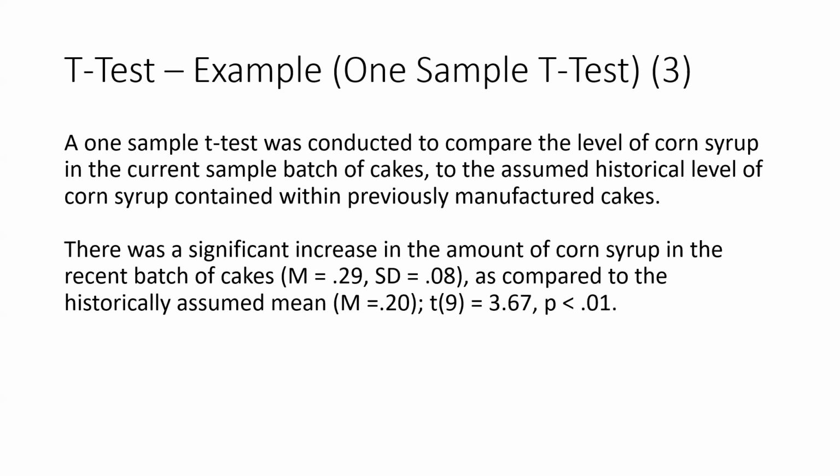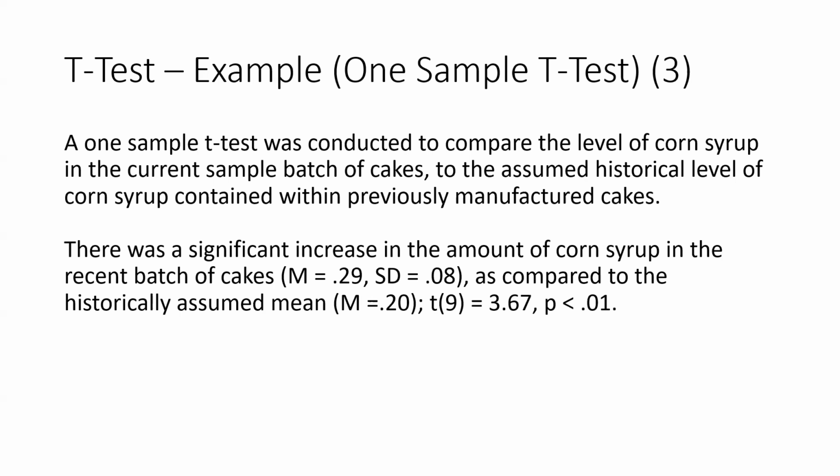So if we're going to report our data in the appropriate APA format so it could be universally interpreted, it would look something like this. First, we would state the test and the conditions of the test. So in this case, a one-sample t-test was conducted to compare the level of corn syrup in the current sample batch of cakes to the measured historical level of corn syrup contained within the previously manufactured cakes.